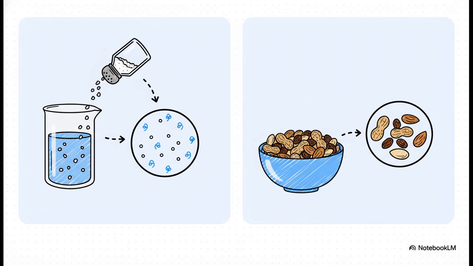This slide nails the difference perfectly. On the left, you've got salt dissolved in water. You can't pick out the salt, right? The whole glass of water is salty. That's our solution. But then on the right, you've got a bowl of trail mix. You can easily see the nuts, the fruit, all the different parts. That's a heterogeneous mixture, and that is not a solution.